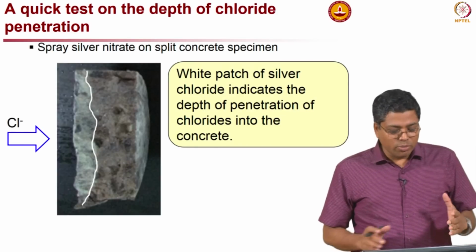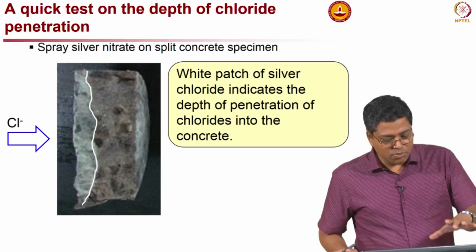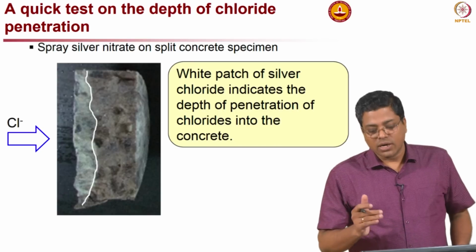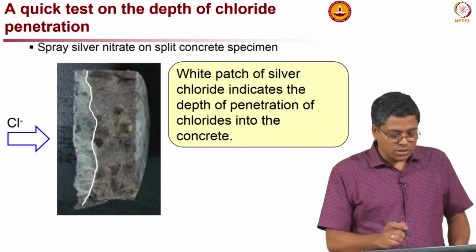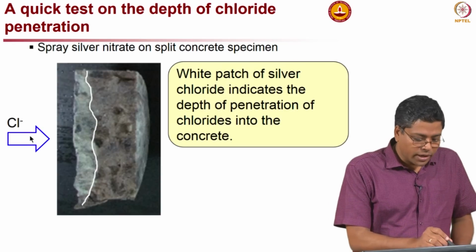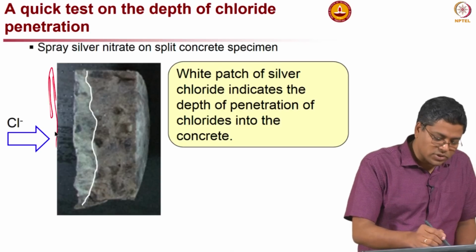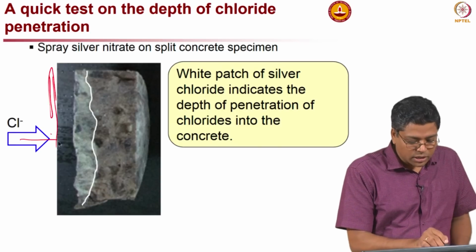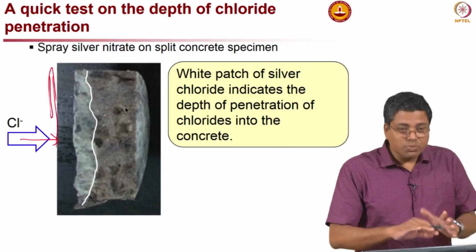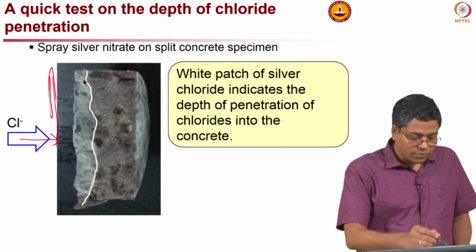Also, sometimes you may not be able to do a lot of chloride grinding, testing and all that. So, there is a simpler way to see the depth of chloride penetration. This picture shows a split cylinder, where let us assume this side is the surface of the concrete, and chlorides are penetrating towards the right. You split the cylinder in half and then spray silver nitrate on the fractured surface.